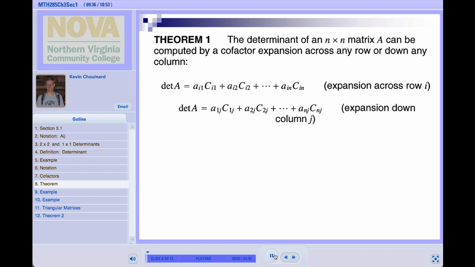In our definition of determinant, we essentially did a cofactor expansion across the first row. Theorem 1, on the other hand, will give us a whole lot more flexibility, and it'll allow us to calculate the determinant in a much more expedient way, because the determinant of a square n by n matrix A can be computed by a cofactor expansion across any row of the matrix or down any column of the matrix. So you can pick any single row or any single column, do a cofactor expansion for that row or column, and you'll calculate the determinant.